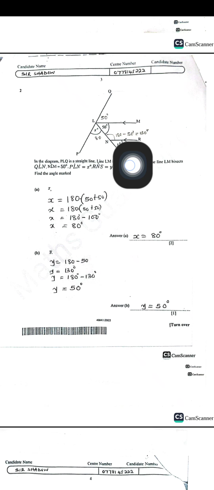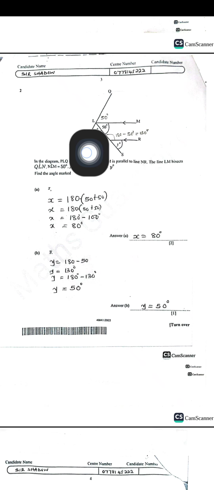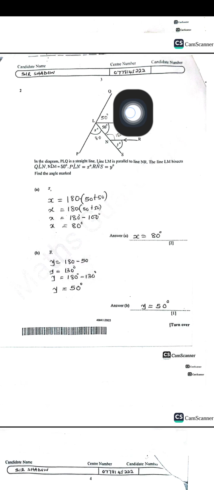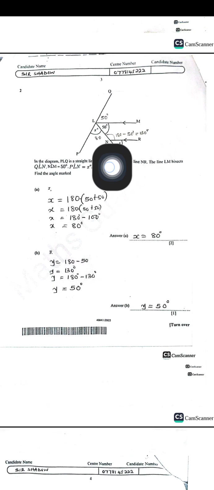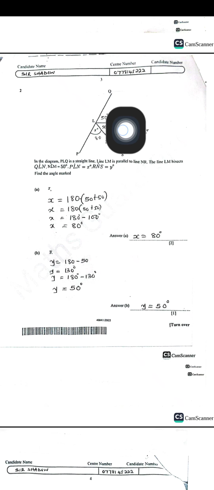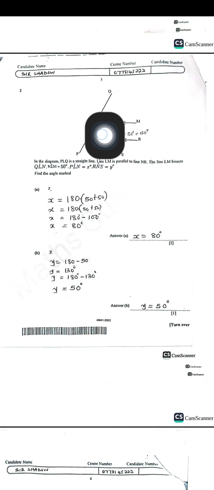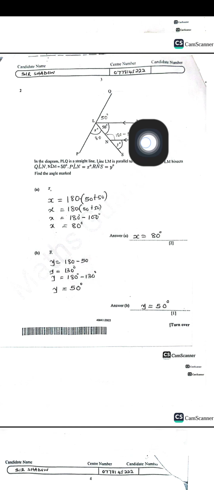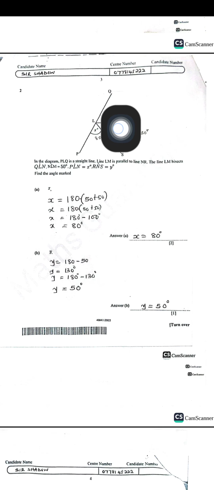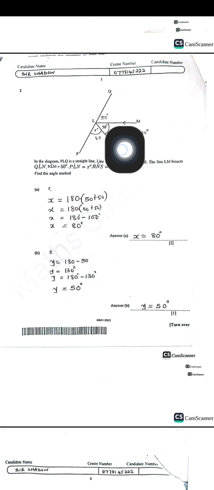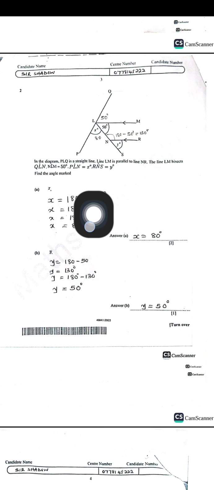Since we were told that this line LM bisects QLN into two equal pieces, this means that this 50 degrees is also equal to this angle, the one written by a pen. Those two angles are equal. Why? Because LM bisects this angle. It's like 100 was bisected into two to form 50-50. So 50 right here, 50 right here.